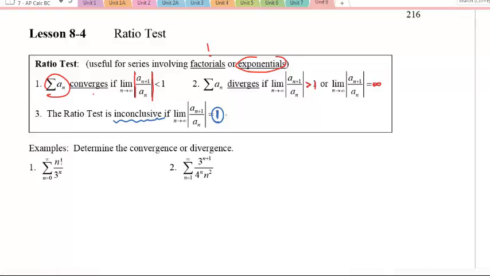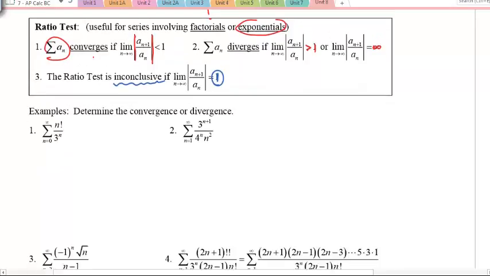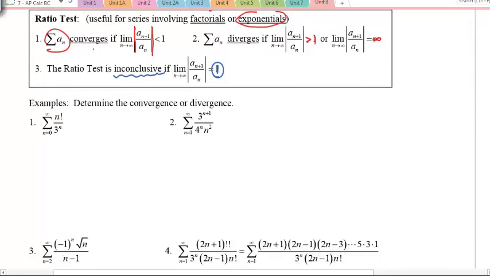All right? So let's take a look at a few examples here. I'm going to ask you to please determine the convergence or divergence of the following series. Let's use the ratio test. I would use this because I see a factorial. Yay! So I would be saying to myself, let's take the limit as n approaches infinity of the absolute value of, now the n plus 1 term really just says wherever I see n, replace it with n plus 1. So it's n plus 1 factorial, divided by 3 to the power of n plus 1. And we'll divide that by a sub n, which is just n factorial over 3 to the power n.